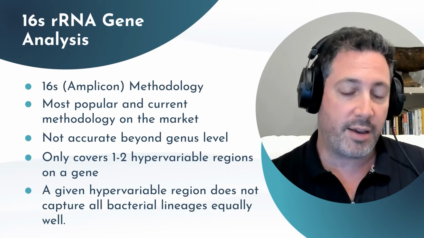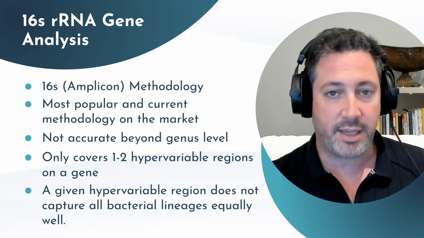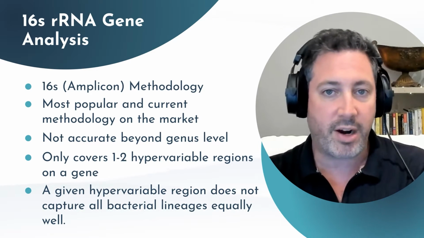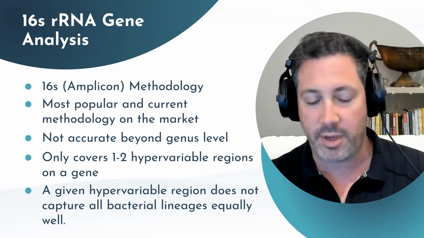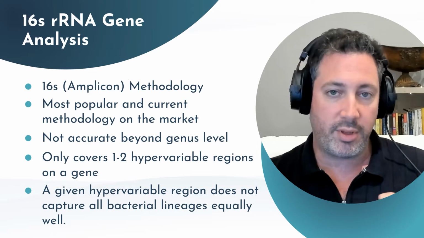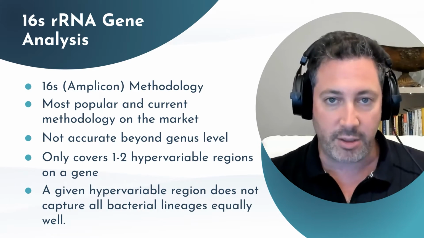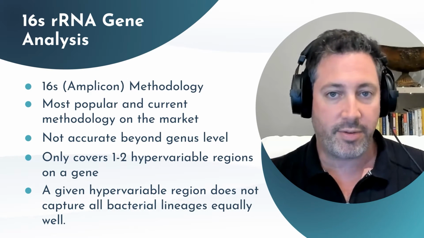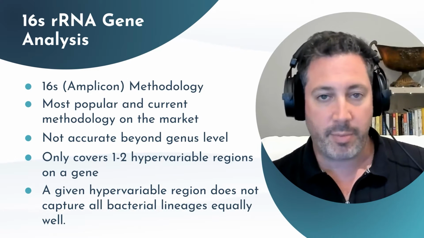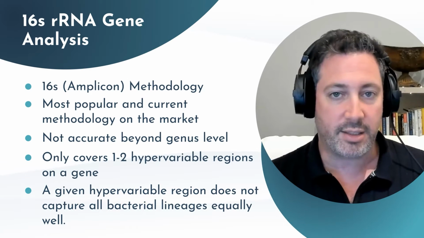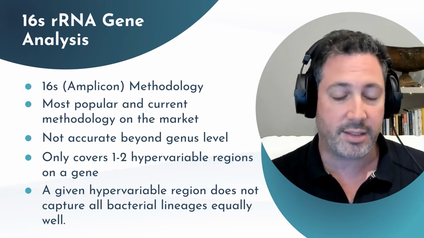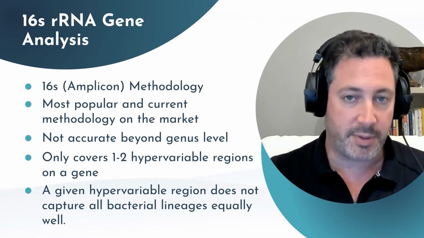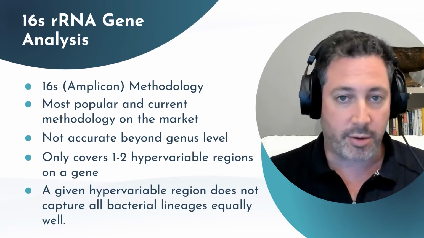The reason I feel this is not the best testing available is because it's only covering 1 to 2 hypervariable regions on a gene. So in other words, you're taking only a fragment of the full genome. And from those variable regions, which tend to vary in a certain way depending on the type of species or microbe we are analyzing, we make the assumption that everything else relates to that specific bacteria or microorganism we're reading.